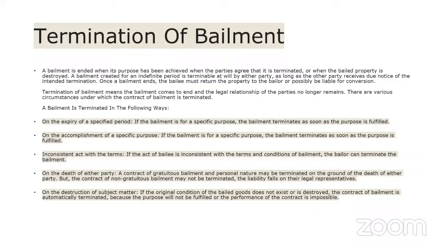For example, car. For some reason, the car gets destroyed. Bailment is terminated. Bag. You found a bag. The bag gets destroyed. The bailment is terminated. If the subject matter itself is destroyed, if the subject matter no longer exists, then the bailment also does not exist. The bailment gets terminated.